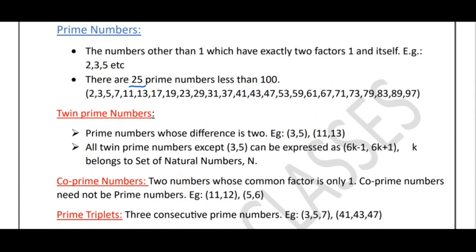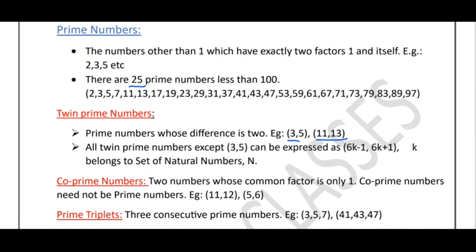Okay. And what do you mean by twin prime numbers, everyone? Sometimes you might have a confusion between twin prime numbers and co-prime numbers. See, twin prime numbers are prime numbers which have a difference of 2 when we write such a pair. For example, 3, 5, 11, 13, etc. They are examples of twin prime numbers.